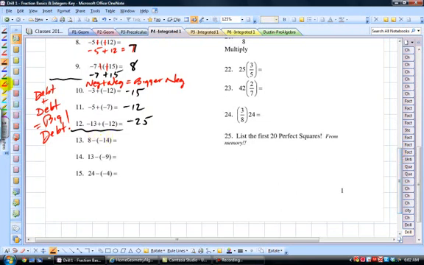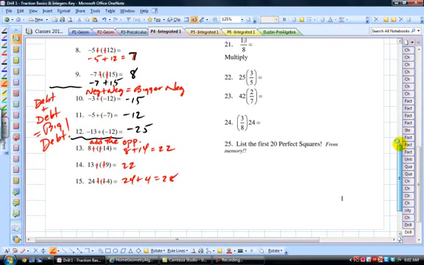Down here, we're going to add the opposite again. So you cancel out the negatives right here. You have 8 plus 14, or 22. You just have to get used to this. 13 plus 9, 22 again, different numbers of course. 24 plus the opposite of -4 is 24 plus 4, or 28. Add the opposite. Keep that in mind.